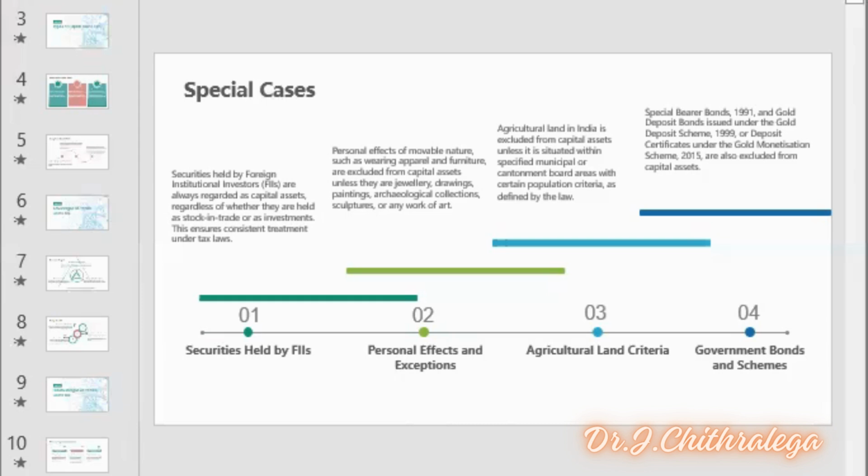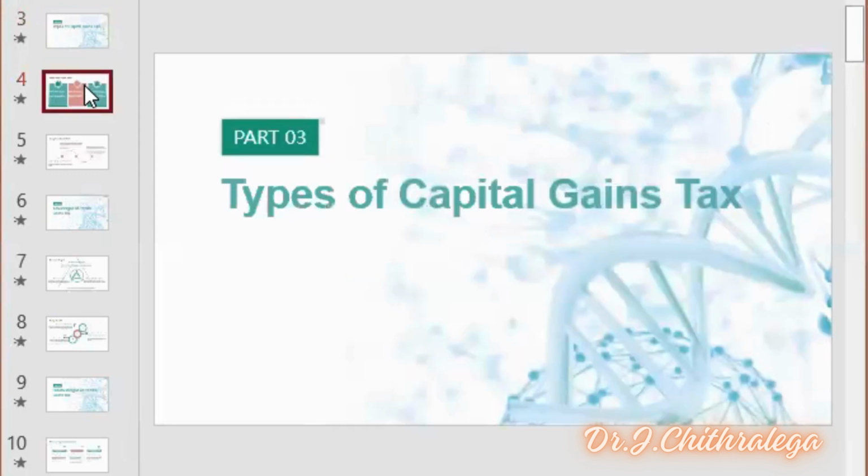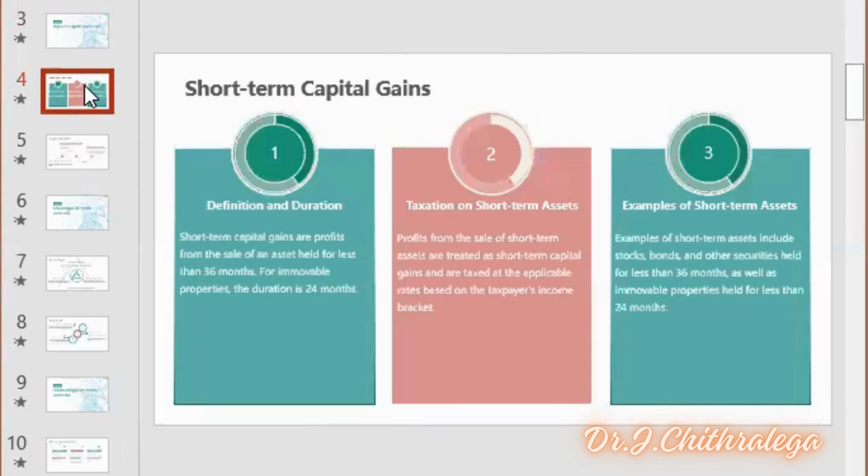Now let's speak about the types of capital assets. Depending on the duration, capital gain can be classified into short-term and long-term. So let's see what is short-term capital gain. Here short-term capital gain depends on the duration.